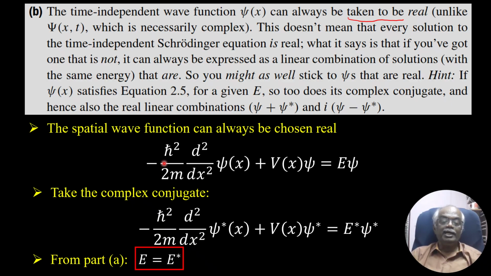So psi of x is a solution to the Schrödinger equation. That means psi star of x is also a solution to the Schrödinger wave equation. That means E is equal to E naught. From part A, we know E is equal to E naught. We have already seen it's a real one. Then we have to see this linear combination.